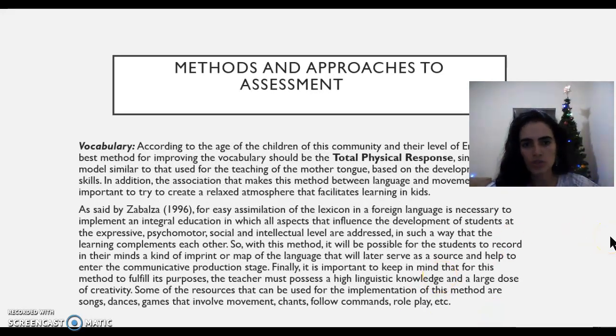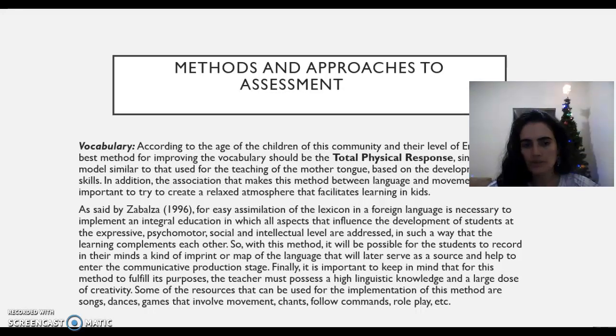Methods and approaches to assessment. For vocabulary, according to the age of the Aboriginal children of this community and their level of English, the best method for improving the vocabulary should be total physical response, since it is a model similar to that used for the teaching of the mother tongue.